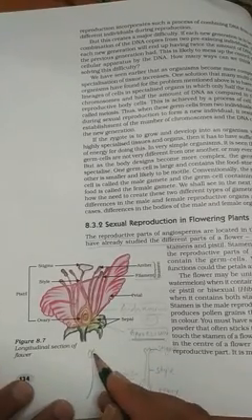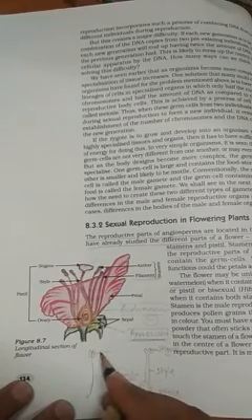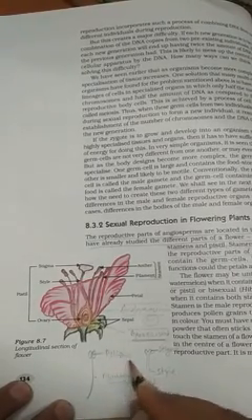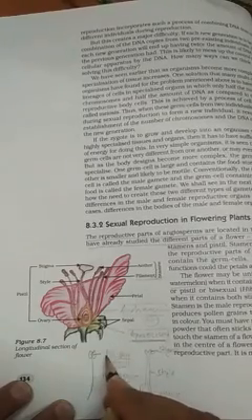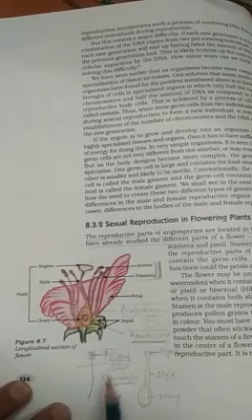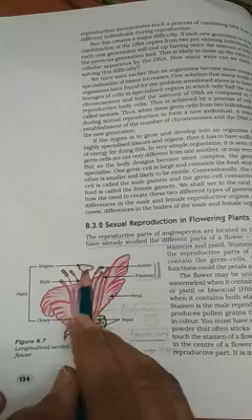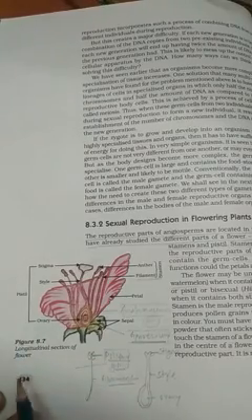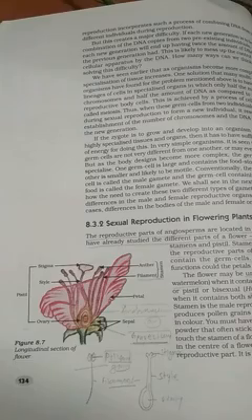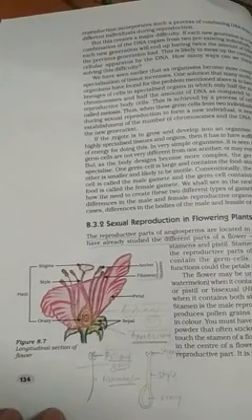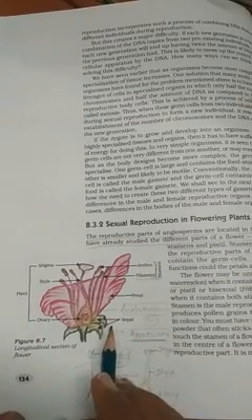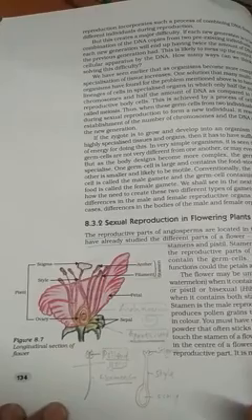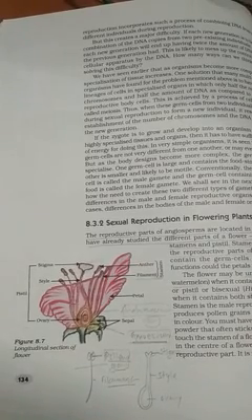Androecium contains anthers. Inside the anther there are pollen grains, also called male gametes. The ovule inside the ovary is called the female gamete or egg. Examples of bisexual flowers are hibiscus, mustard, etc. And unisexual flowers are like papaya, watermelon, etc.